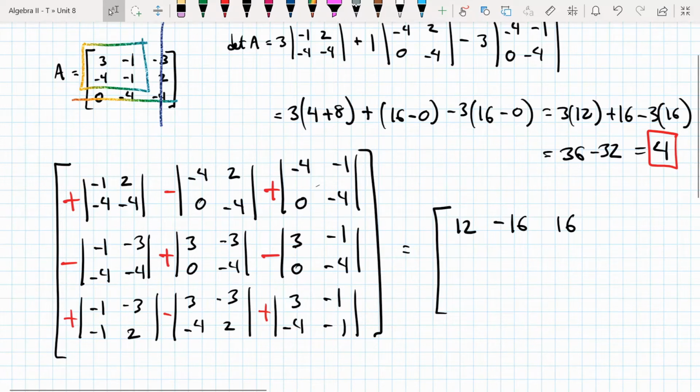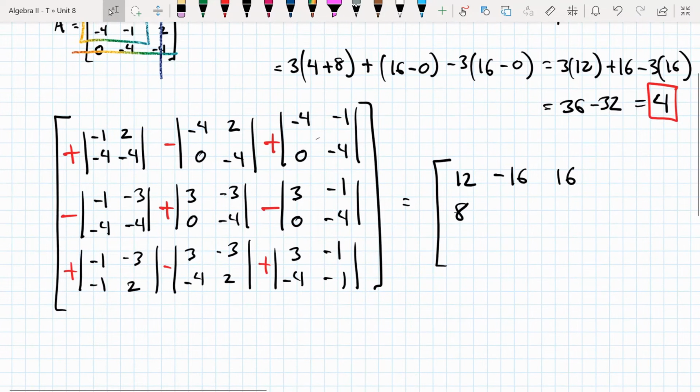Sorry, 8 minus positive 12. Sorry, 4 minus positive 12 with a negative on the outside. So 4 minus positive 12, that's -8 with a minus on the outside, becomes positive 8. So it's really easy to mess up the signs here.